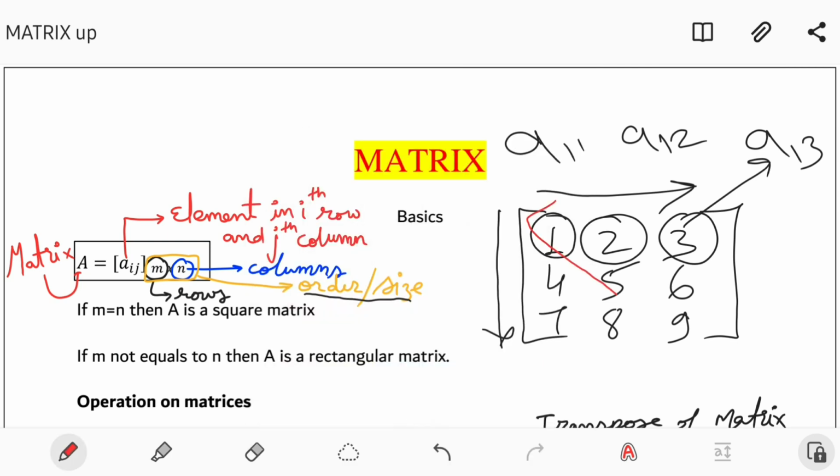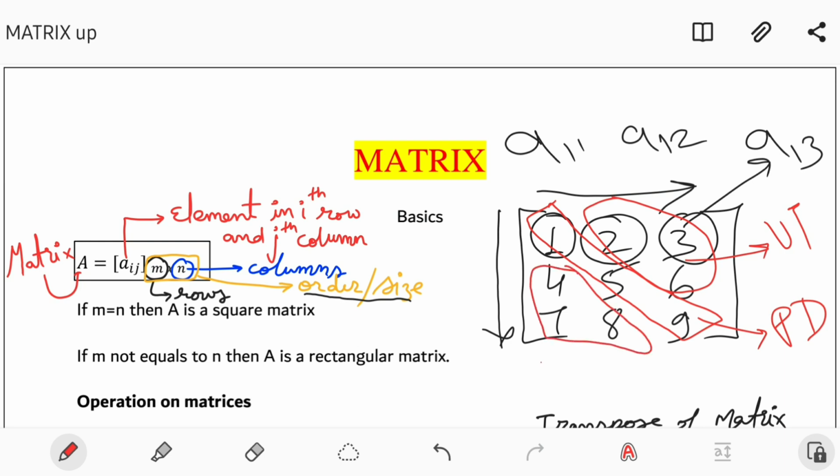These elements, 1, 5 and 9, are the principal diagonal elements. If I consider 2, 3 and 6, these are known as upper triangular elements, and 4, 8 and 7 are known as lower triangular elements. This is the general basic idea, and this is a 3 cross 3 matrix. You can say there are 3 rows and 3 columns in this matrix.